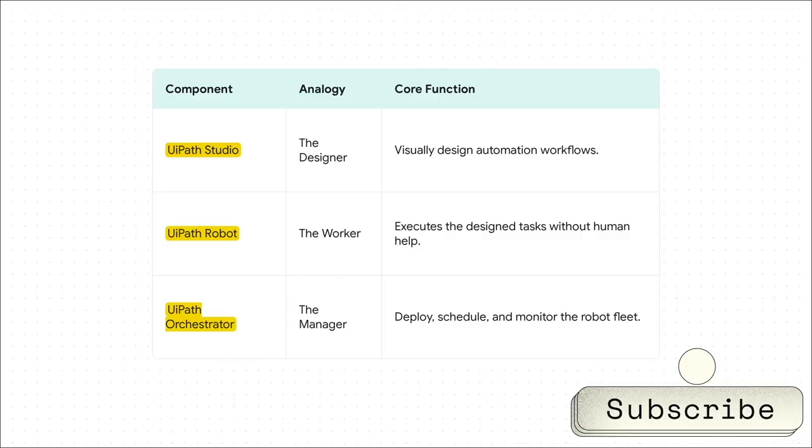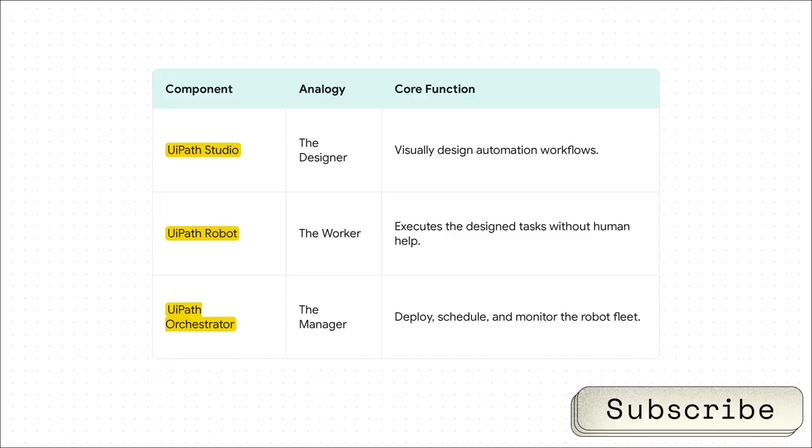So this team has 3 essential roles. First up, you have the designer, and that is UiPath Studio. This is where you actually draw up the blueprints for your automation. Then you've got the worker. That's the UiPath robot. This is the piece of software that actually gets out there and does the job. And finally, every good team needs a manager. That's the UiPath Orchestrator. Think of it as the central command center where you deploy, schedule, and monitor your entire robot workforce.